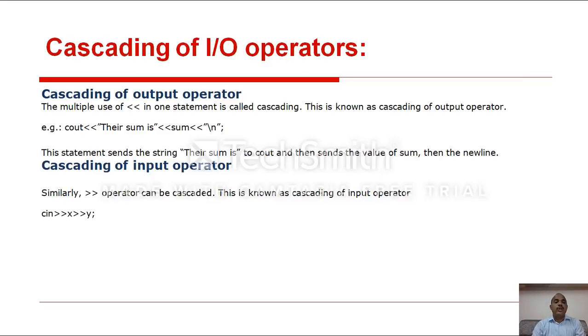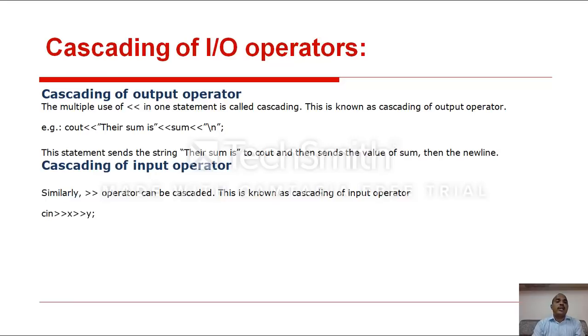Clear, all of you? With cout, if we want to display more than one value at a time using a single output statement, we go for cascading of the output operator. This is called cascading of the output operator. The statement sends the string "Their sum is" to cout, and then sends the value of sum, then the new line character.